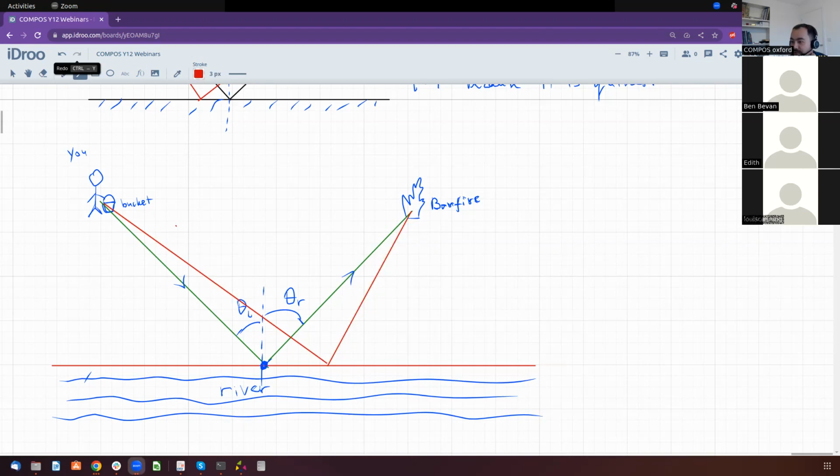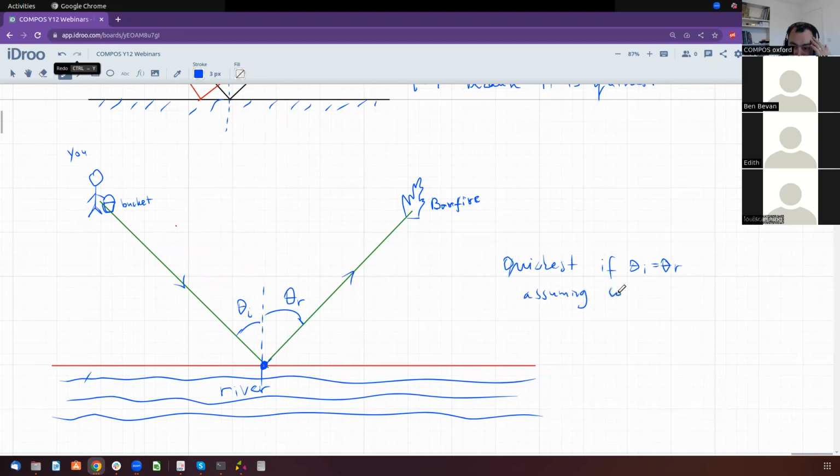Yes, Ben, for what reason? Oh, yes, the added weight of the water. Yes, it will take you longer to run with a heavy bucket, so you want to minimize the time. You want to run longer with an empty bucket and a shorter time with a full bucket. But assuming that you run at the same pace, this is the quickest path, if theta I equals theta R, assuming a constant speed.